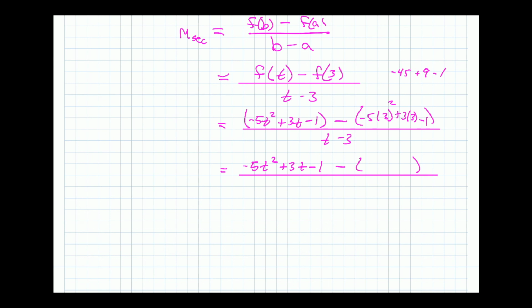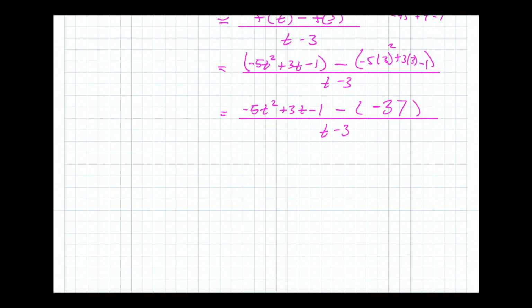Let's see here. Yeah, negative 46 plus 9. Negative 37? Is that right? I feel like that's right. Over t minus 3, like that.